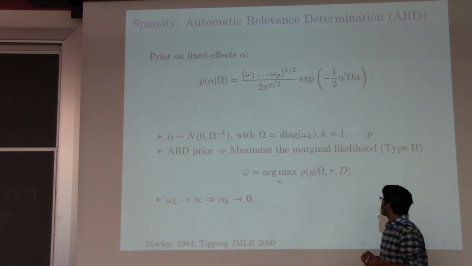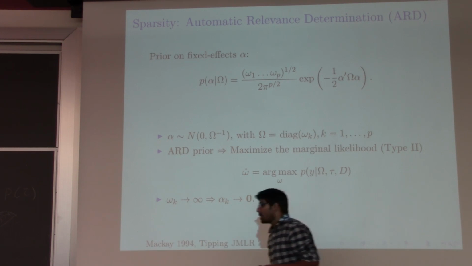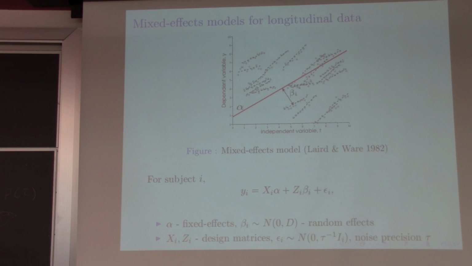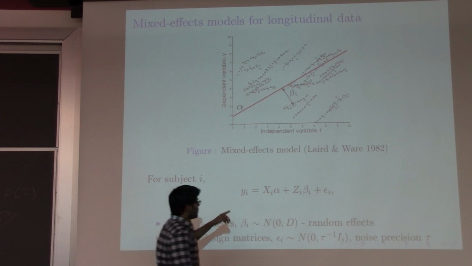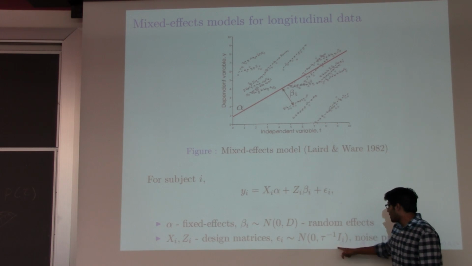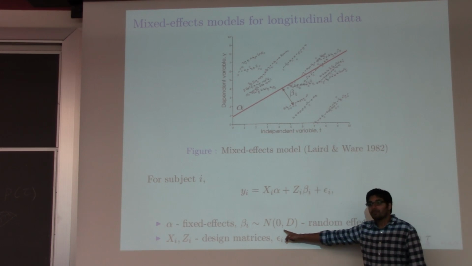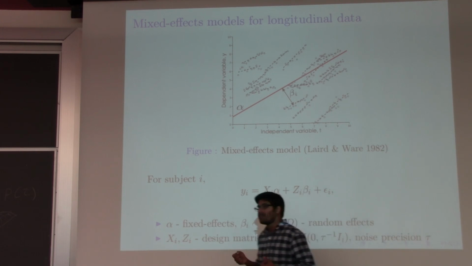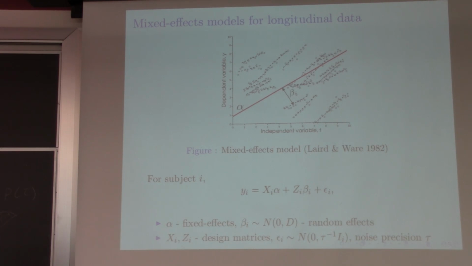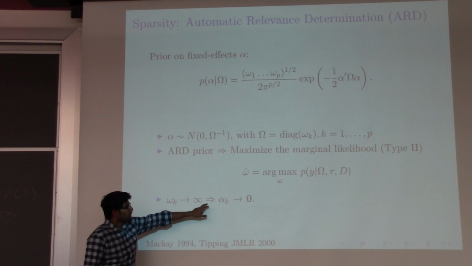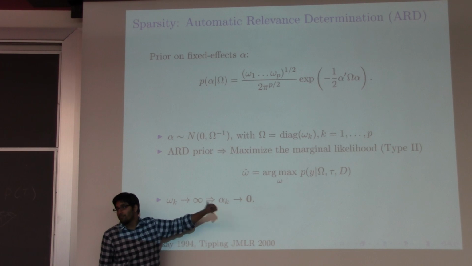What's capital D? Right, so now I have the distribution on b, and that has covariance structure D. So that's an extra parameter. And the same thing: if each of these omegas go to infinity, the alpha k's go to 0. Okay.